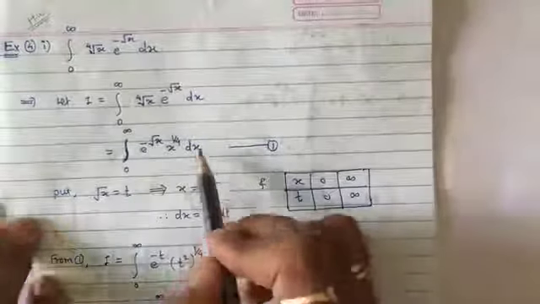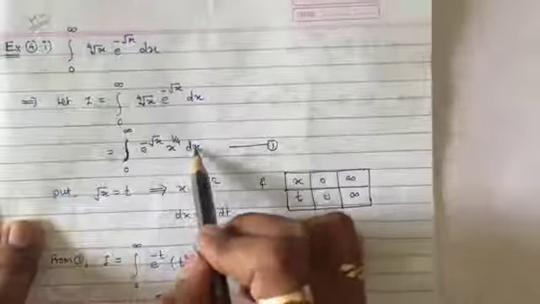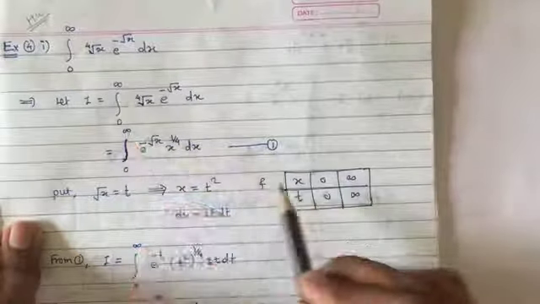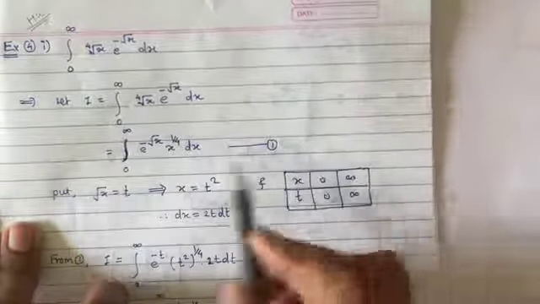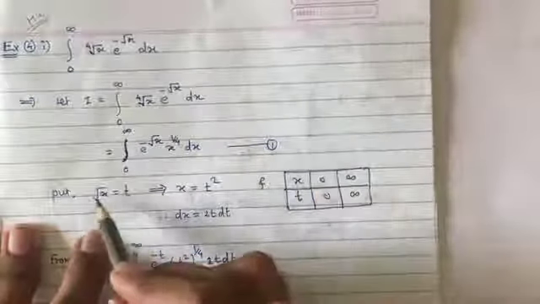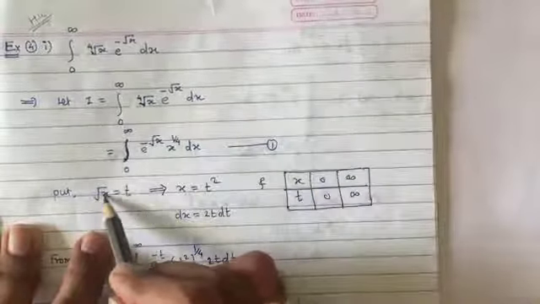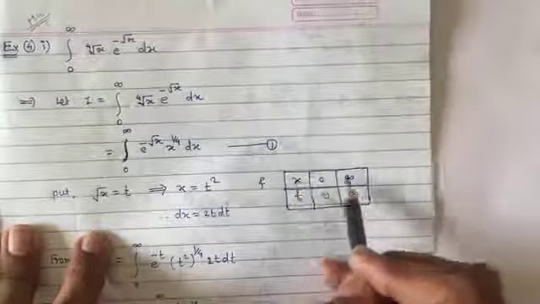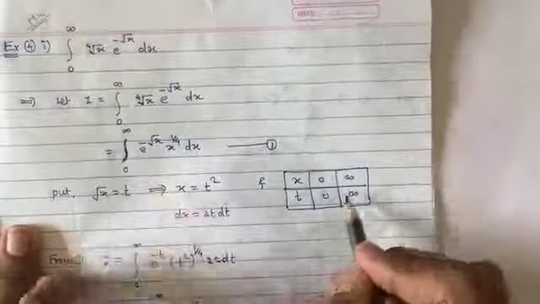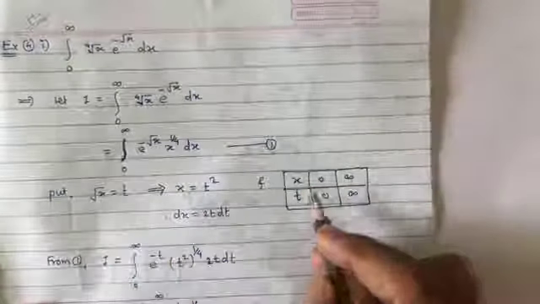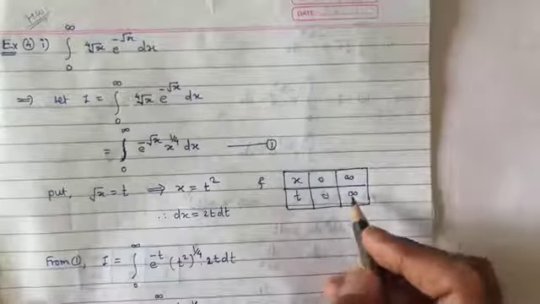Now change the limits. Here there are two limits, x equal to 0 and x equal to infinity. First put x equal to 0 and then put x equal to infinity in this equation. If x is equal to 0, then t is equal to 0. If x is equal to infinity, then t is also infinity. This means x from 0 to infinity gives t from 0 to infinity.